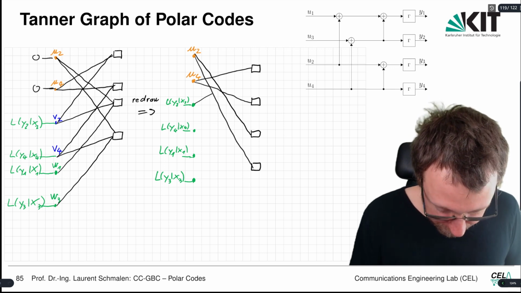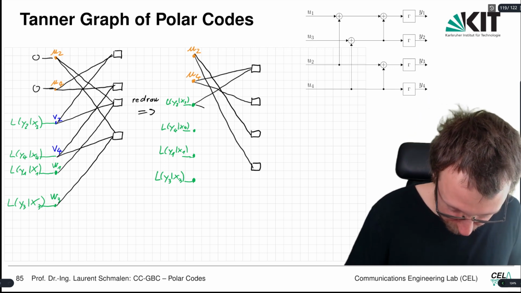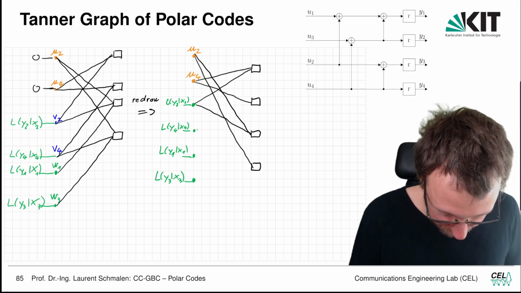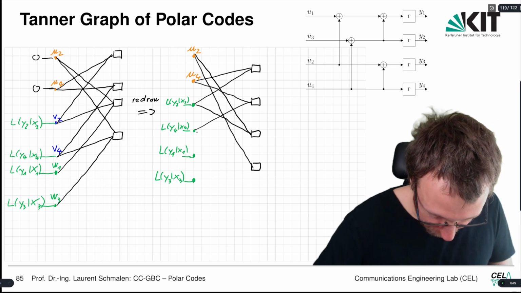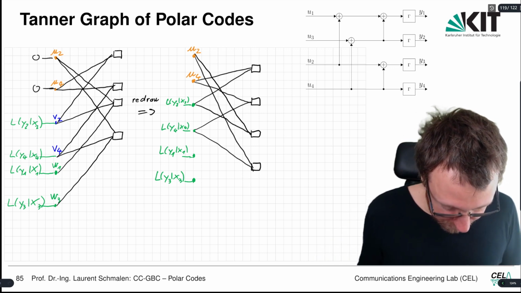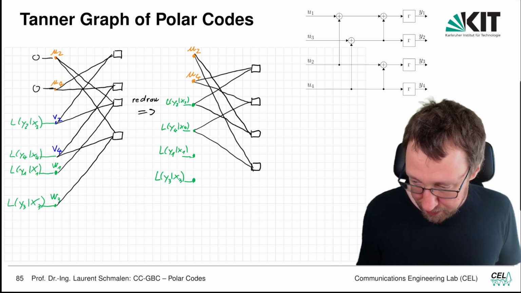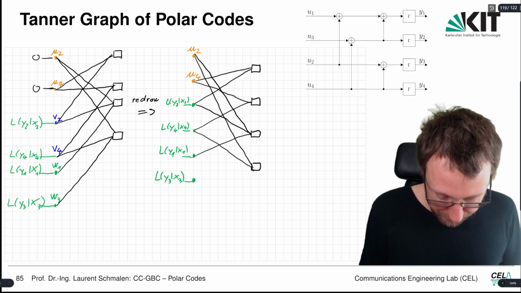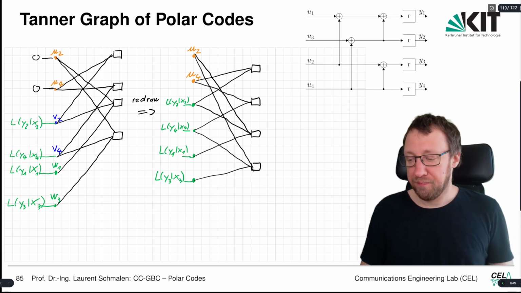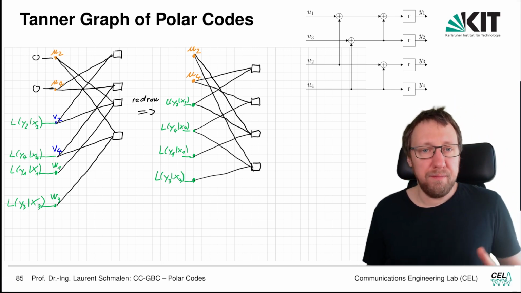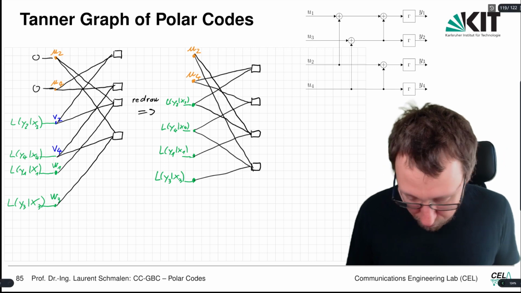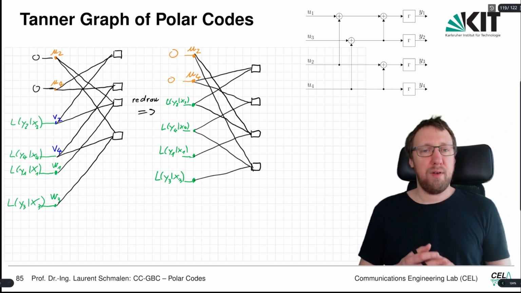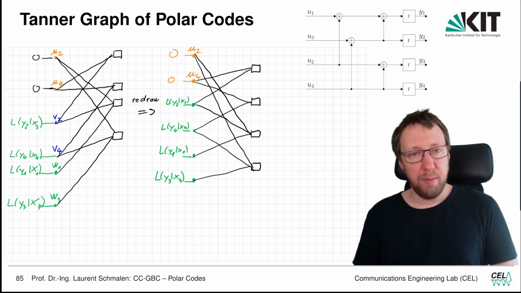Then this one is connected to check node 1 and check node 3. This one is connected to check node 2 and check node 4. This one is connected to check node 3 only. And this one is connected to check node 4 only. Okay, so this is the tenor graph of our code. And we have 2 unknown variable nodes.